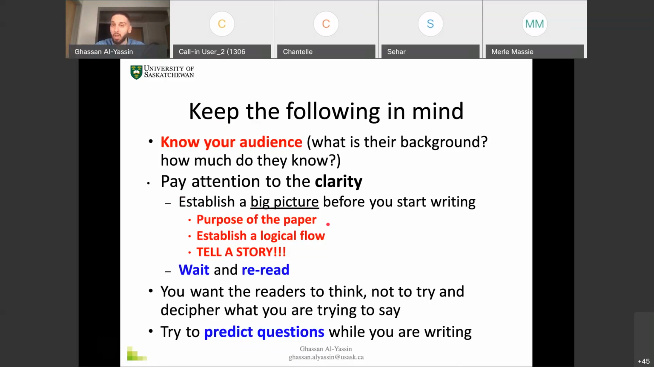Always ask yourself, why am I writing this paper? Why am I writing this part? Why am I writing this part? Because in your head, it will create a story, and always aim towards telling a story. Because when you tell a story and there's a logical flow to it, anyone out there can easily follow it and will understand why you're doing the things you're doing.